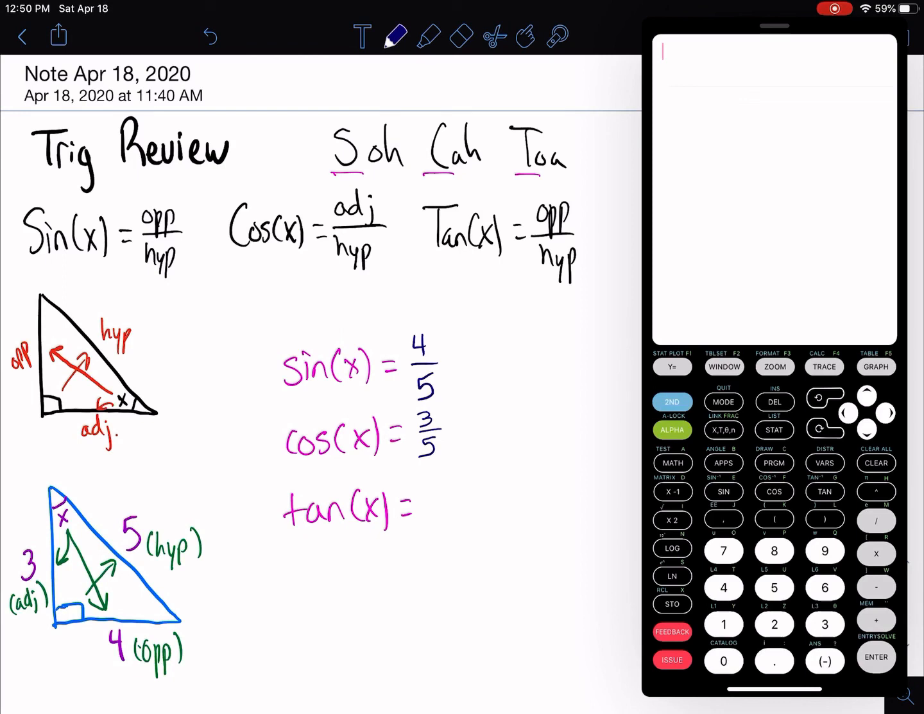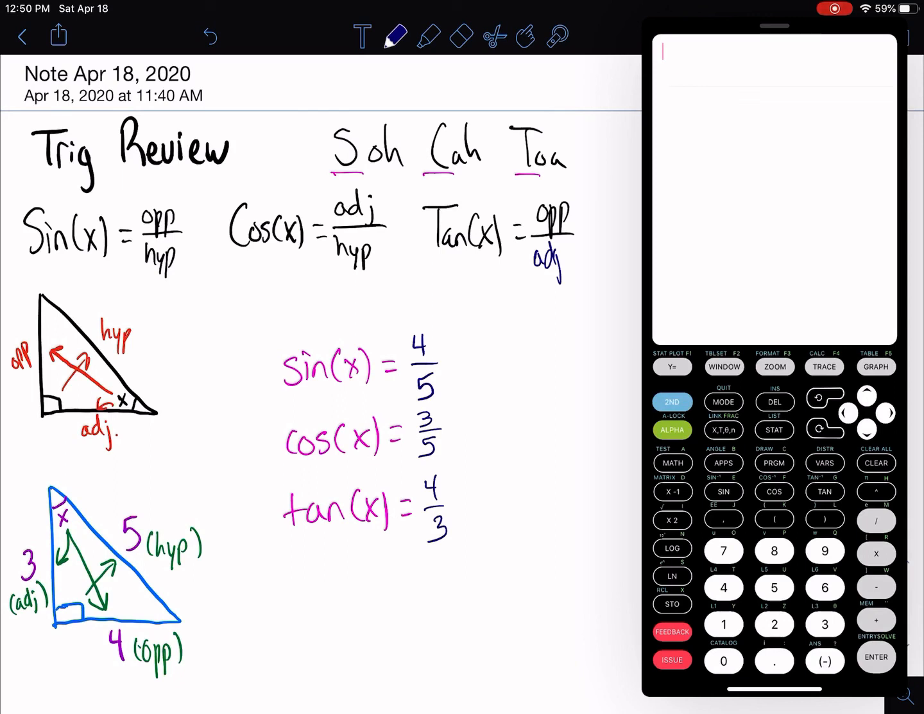And for tangent, we want to use opposite over, and look here, we've got an issue already. So tangent is the opposite over the adjacent, okay? Make sure that we have our TOA there. So opposite over adjacent, so 4 over 3. And that's it, right? And if you remember back to that first Delta Math assignment we had, some of them asked you to round, some of them asked you not to round. So just something to think about.